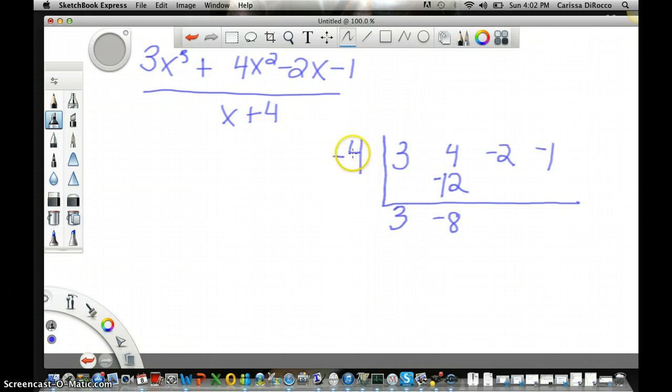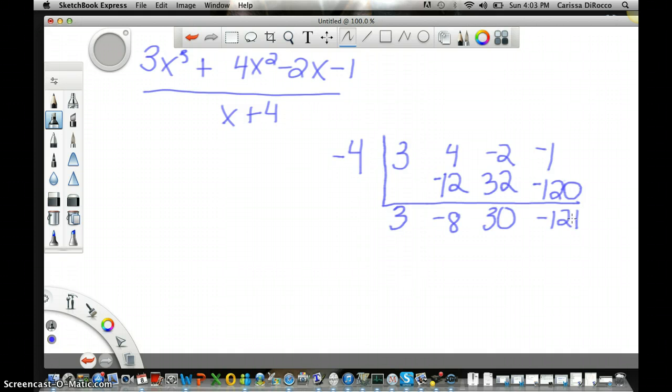Now what you would do is you're going to do negative 4 times negative 8. And that will give you positive 32, which you will put underneath the negative 2 and add negative 2 and positive 32, which gives you positive 30. The last step is to do negative 4 times 30, and you'll get negative 120, which you will put under here, under the negative 1. You will add that together, and that will give you negative 121.